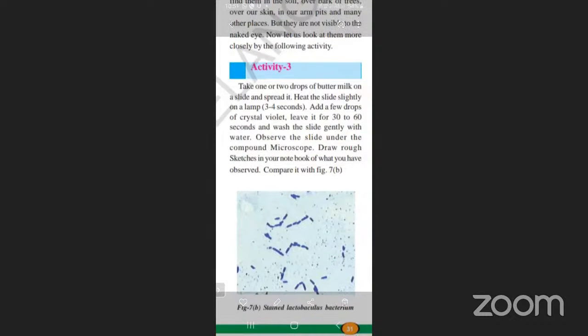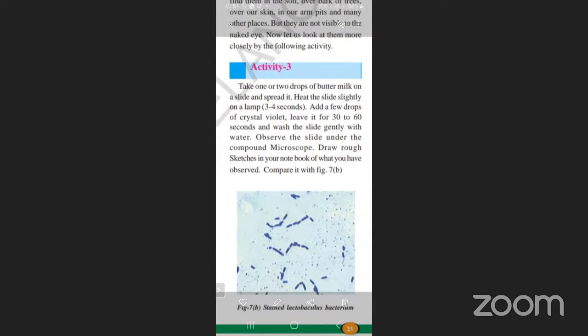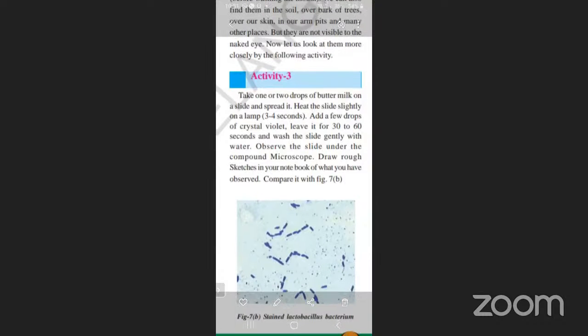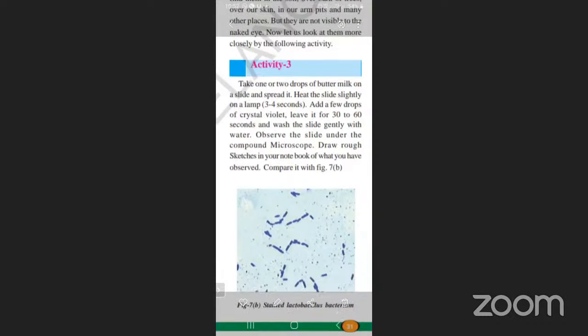Okay, here let us go for activity 3. What is that? Stained lactobacillus bacterium. Take 1 or 2 drops of buttermilk on a slide and spread it. Don't keep it like a point. You have to spread it on the slide. Heat the slide slightly on a lamp. Don't keep it directly in the fire.